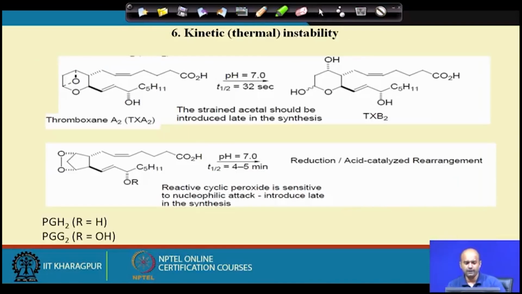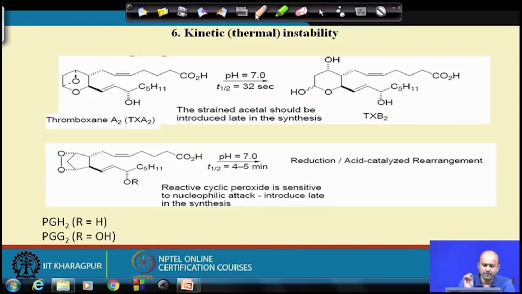The sixth point we said is kinetic instability. Many of the target molecules are sometimes not very kinetically stable in the reaction conditions. Say, for example, if you have a natural product called thromboxane, it has an oxetane group, a 4-membered oxygen-containing group, as well as an extra oxygen, which is basically an acetal or ketal. Now, you put in a little bit of neutral condition, pH 7, and this compound instantaneously decomposes, opening up the acetal ring. T half is only 32 seconds.